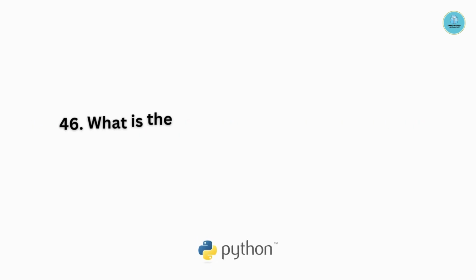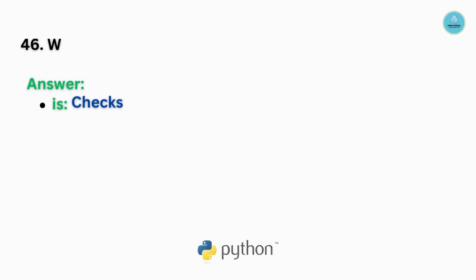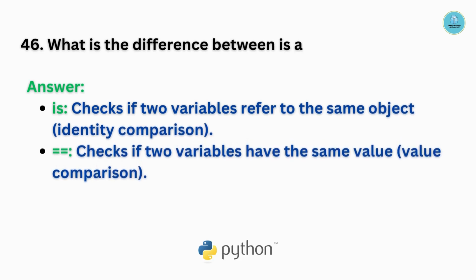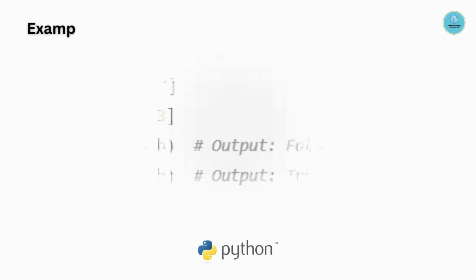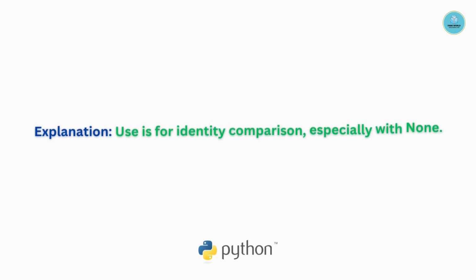Question number 46. What is the difference between is and double equals in Python? Is checks if two variables refer to the same object. Identity comparison. Double equals checks if two variables have the same value. Value comparison. Example is as follows. Use is for identity comparison, especially with None.